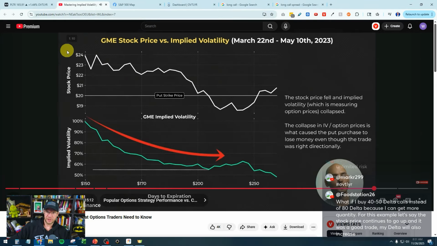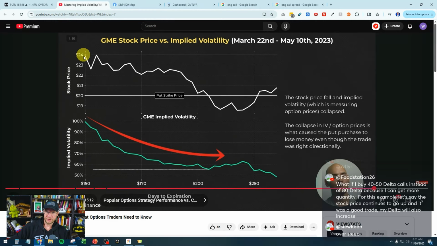So this was an out of the money put. Good point. An out of the money put. It was a $20 put when price was at $24. So then it went in the money. That makes a lot of sense why the implied volatility would be so impactful on it.